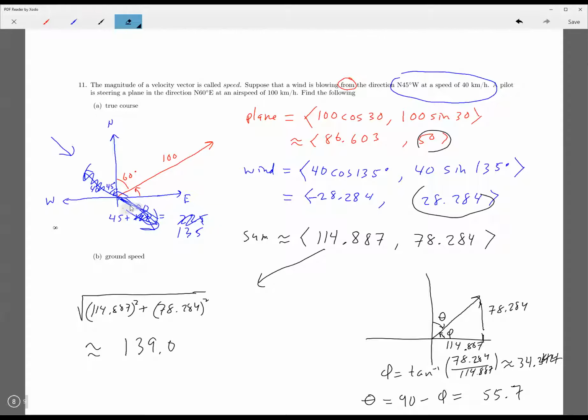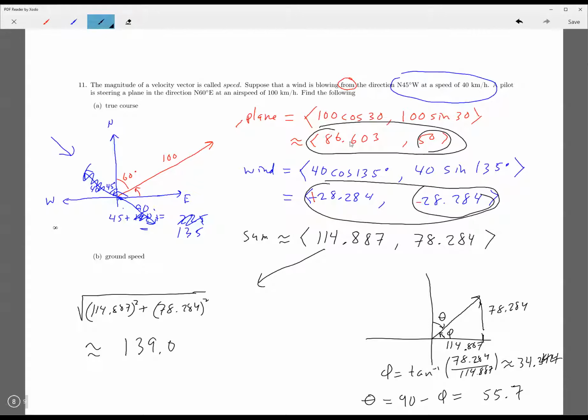So it's like going this way. And so that means that it's just blowing the opposite direction of what I said. So that means that this is plus and this is minus. And then you're adding these two vectors together. Or the idea is to add that one and that one together.